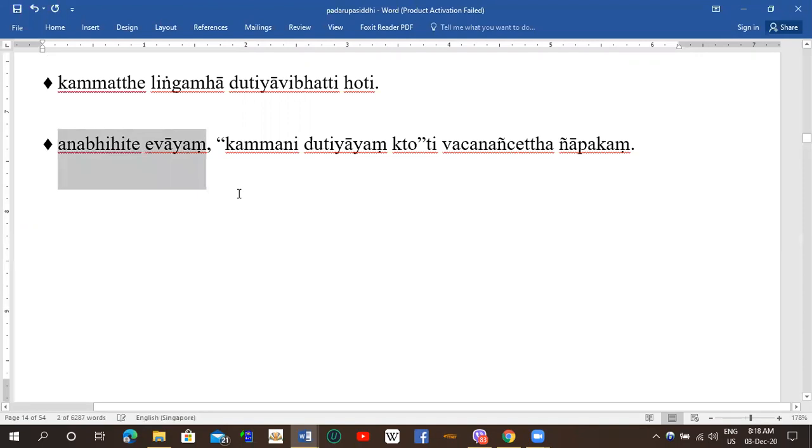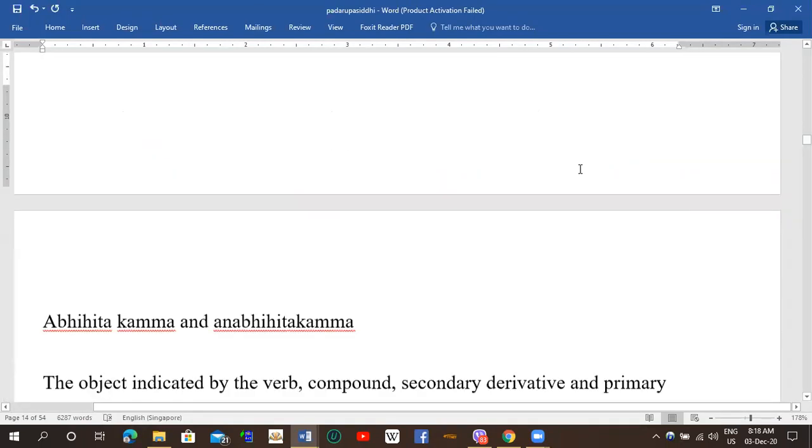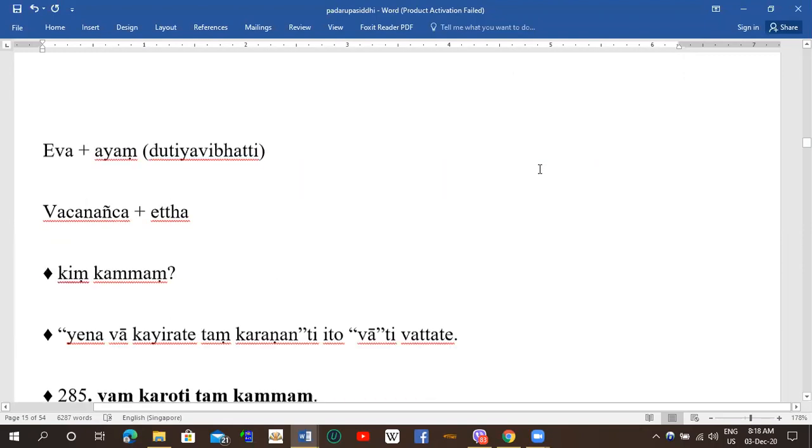Okay, next one. This is the quotation. Kamani tutiya yan kato iti vachana itta nyapaka. Quotation, evidence. Okay, we will go to the next one.